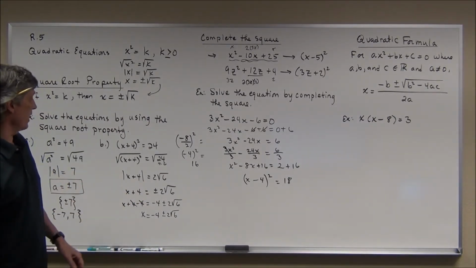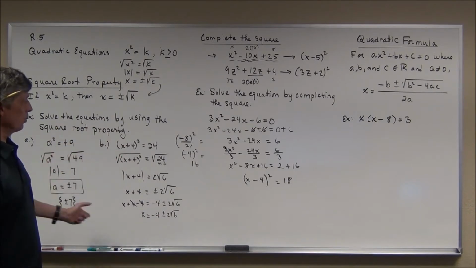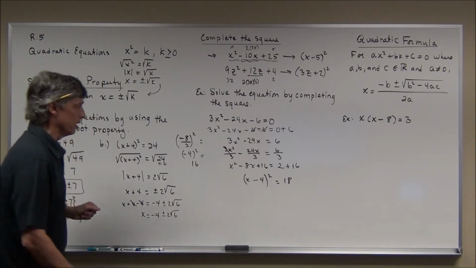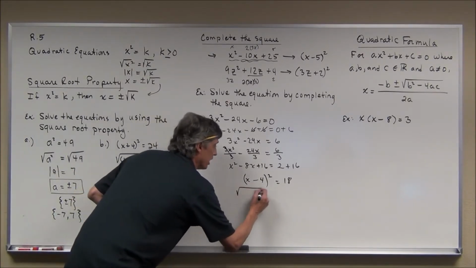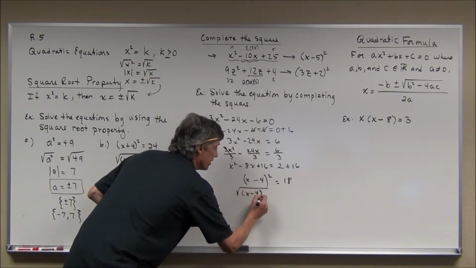So now I can do the square root property that I just did back here. I'm going to take the square root of both sides. I'm running out of space here, but I'm going to take the square root of both sides.